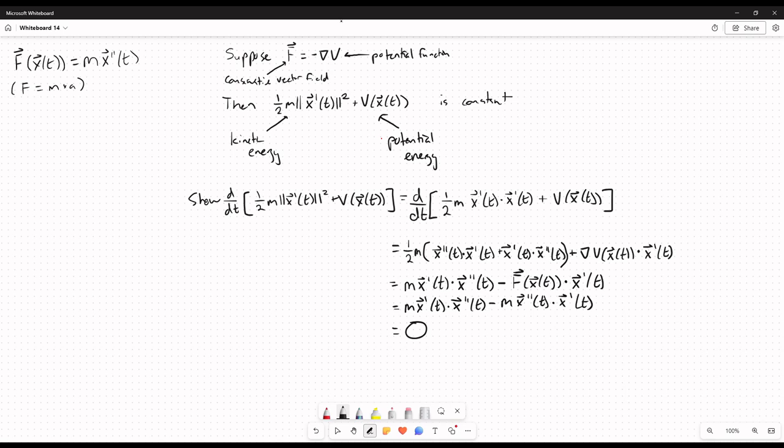So we indeed showed that the derivative of this function was 0, which means that 1/2 m times the norm of x prime of t squared, plus v of x of t, which again is the sum of the kinetic energy and the potential energy, is constant. And we're done. So we showed that this is true using Newton's second law of motion and the definition of a potential function.